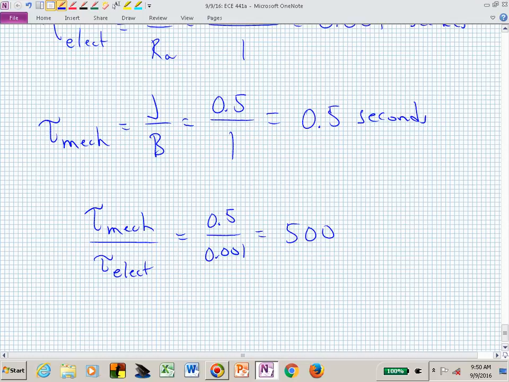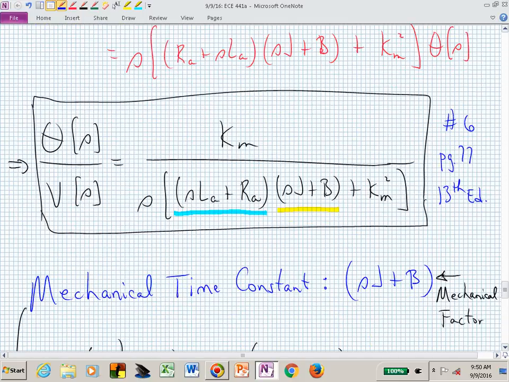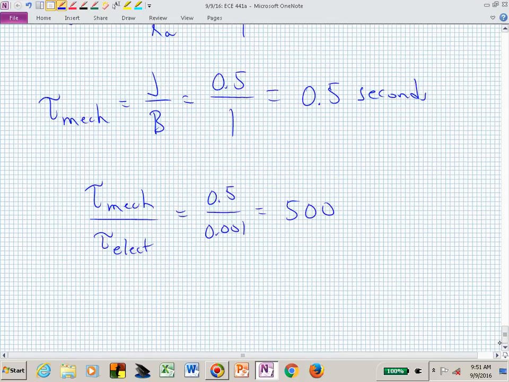So what that allows us to do is essentially neglect the electrical dynamics in some instances. We may not even need to worry about it. And if we do, that lowers our order of the system to now second order. So just be aware that sometimes you can neglect the electrical dynamics because they happen in a blink of an eye relative to the mechanical dynamics. We'll pick up at that point on Monday.